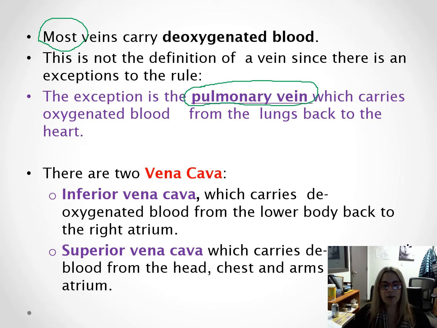So as we talked about, there's two vena cava, the superior and the inferior. So the inferior will take the blood from the lower body back up to the right atrium. And as we said, the superior vena cava is going to take blood from your head, your neck region, shoulders, etc., back to the right side of the heart.